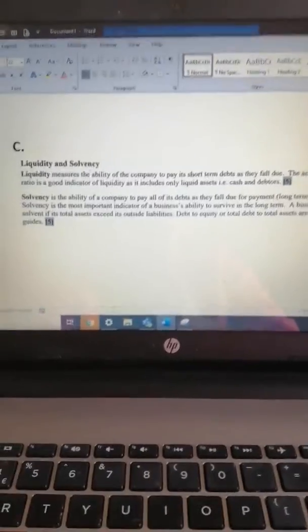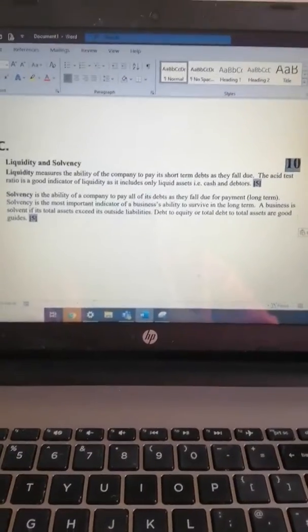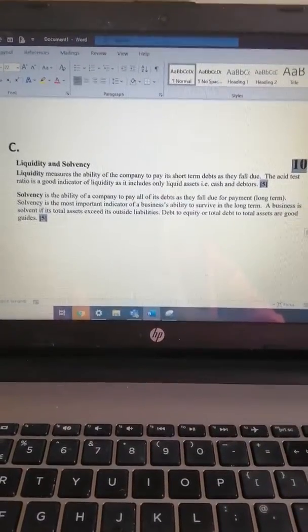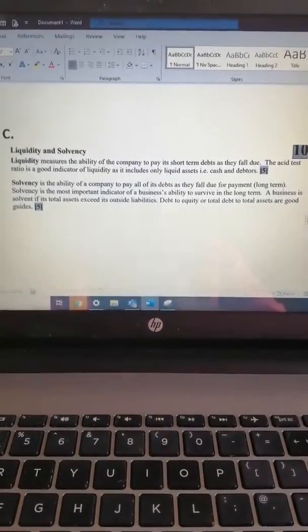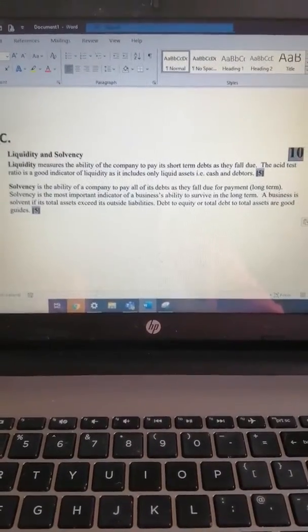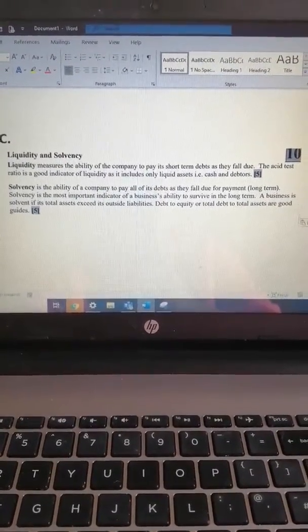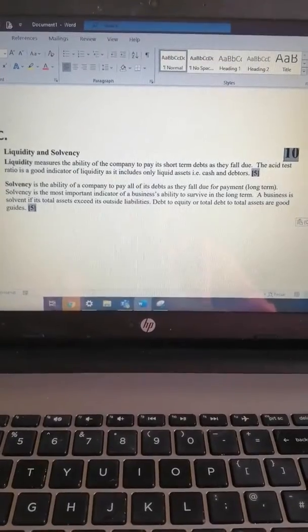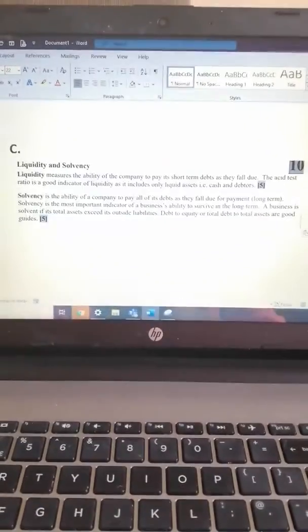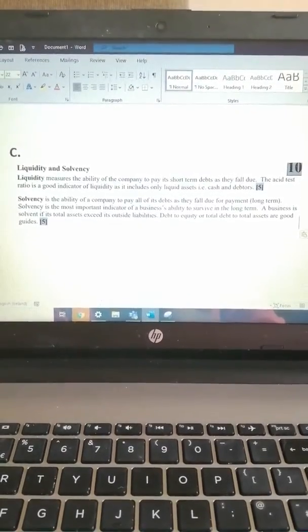And then just part C, you're asked to explain the difference between liquidity and solvency. So liquidity is the ability to repay back its debts as they fall due, and solvency is very similar, except solvency is just the company's overall assets compared to its liabilities. So that's really just another definition there.